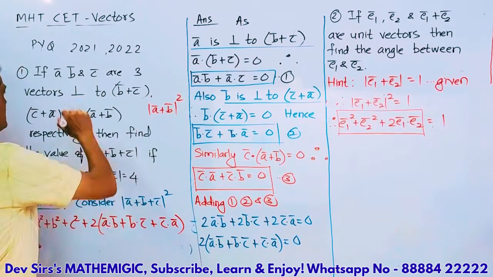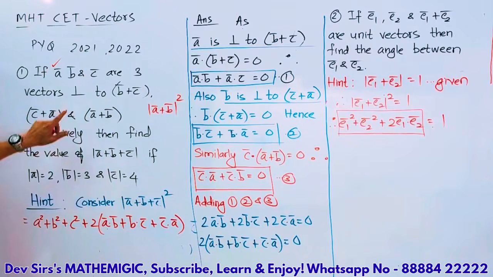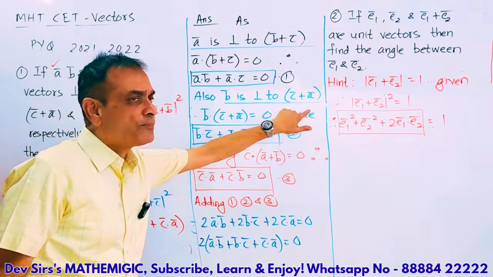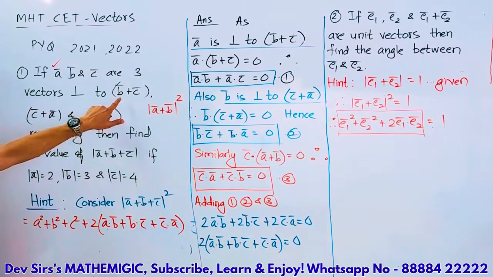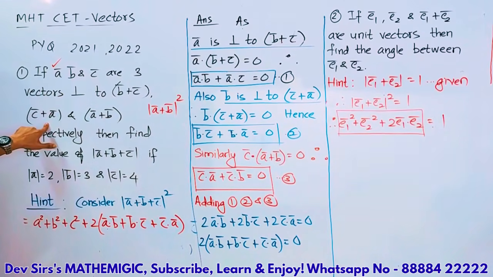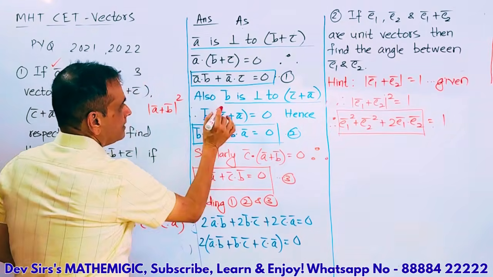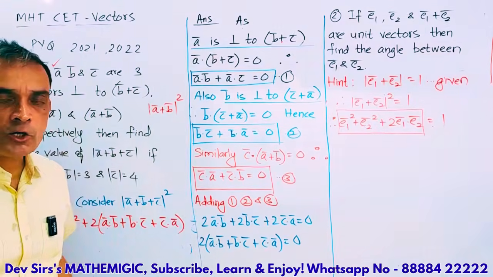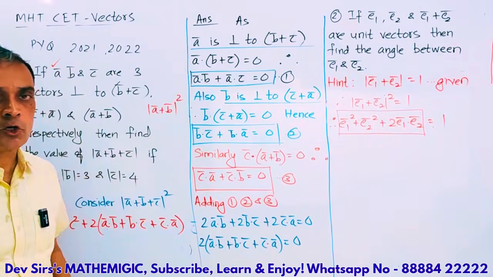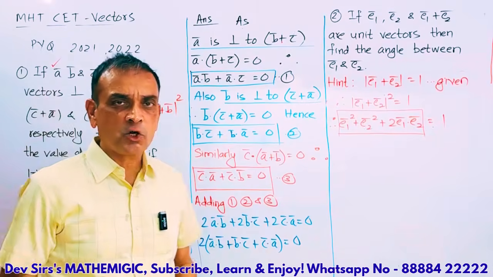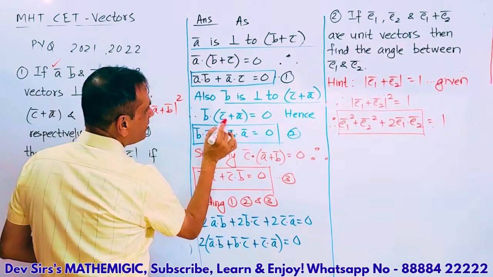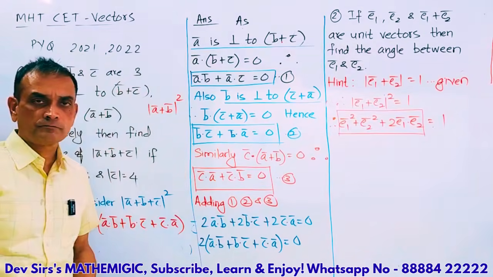This condition is over. Now b bar is perpendicular to c plus a. Look, b bar is perpendicular to c plus a. So what will happen? b dot (c plus a) equal to 0, that is b bar dot (c bar plus a bar) equal to 0. Dot product of perpendicular vectors is 0. Open up the brackets again: b dot c plus b dot a equal to 0.